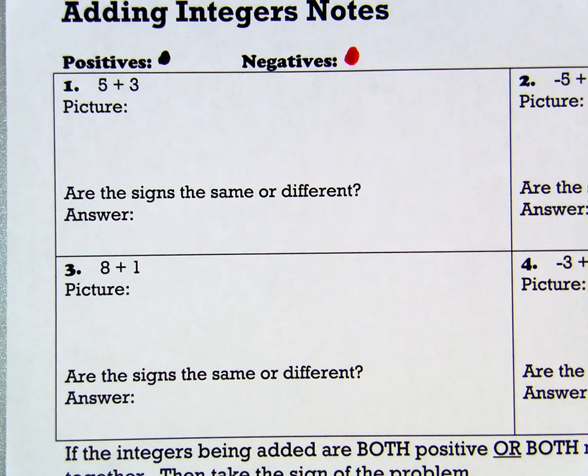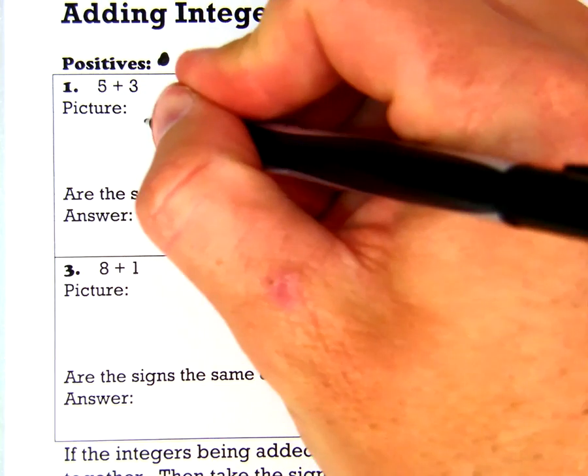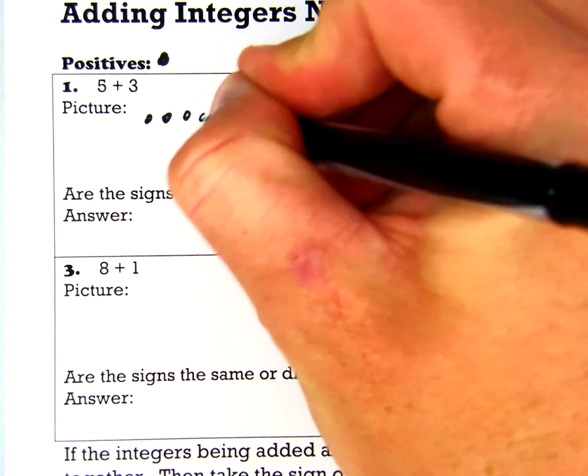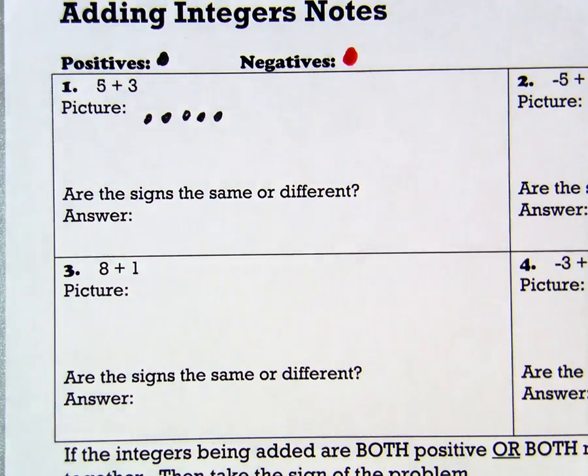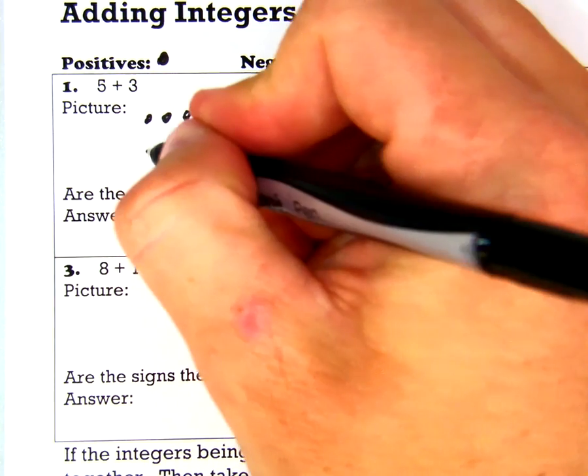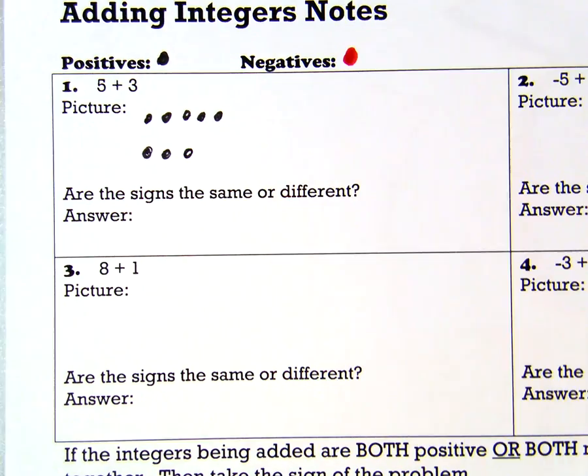So for our first one here, we have 5 plus 3. I'm going to go ahead and draw a picture of this. We have 5, 1, 2, 3, 4, 5. Then I also have 3. So I'm going to go ahead and do 1, 2, 3.